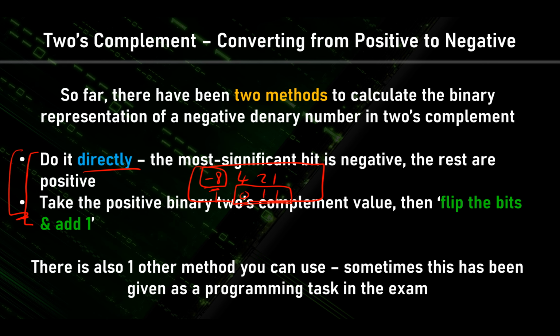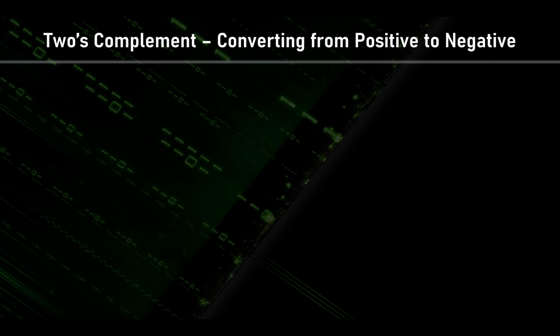There's also one other method you can use. Likewise, sometimes this has been given as a programming task in the exam, where they won't expect you to program it by yourself. Maybe they'll give you the code and want you to walk through it on paper, or type it up in code. And converting it to real code would be an A2 task, since AS is only pseudocode anyway.